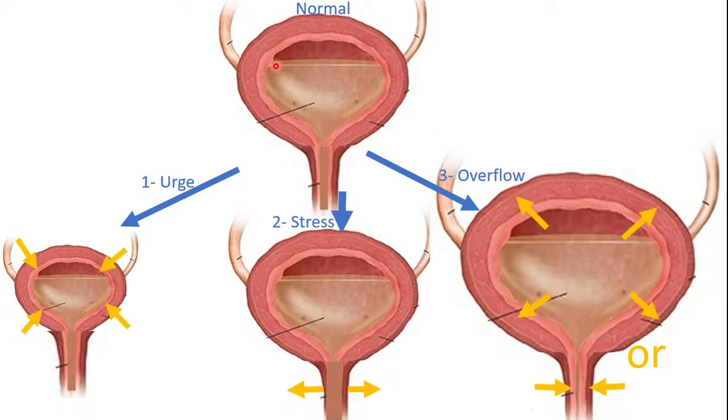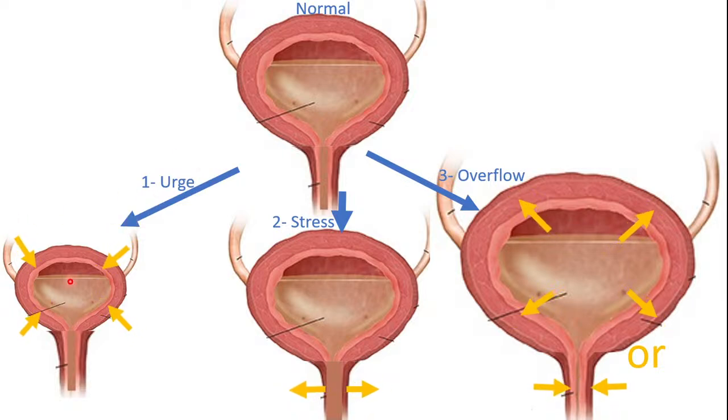So this is the normal bladder, this is the normal urethra, normal sizes. And so as you can see, there are three types of urinary incontinence: urge, stress, and overflow. So what's the difference between those?